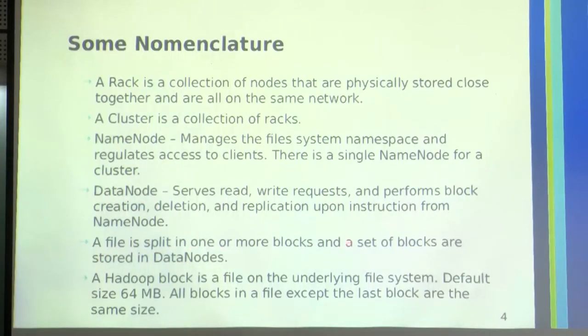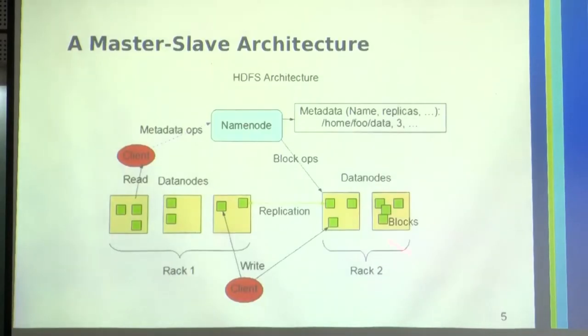A file is split into one or more blocks, and a set of blocks are stored in the data nodes. We understand this already, I think. And then a Hadoop block is a file on the underlying file system. So the data node just stores it as a file on the regular file system. The data node will run somewhere, and it will have a directory where it stores all of these blocks. The default size is 64 megabytes, right? So all of them will be the same size apart from the last one. If it doesn't divide up properly, then you get one more block that's a little bit smaller.